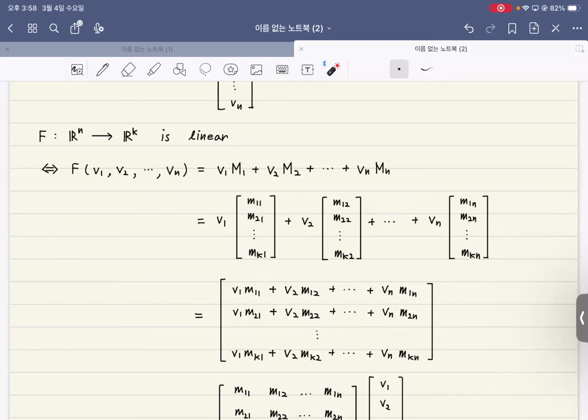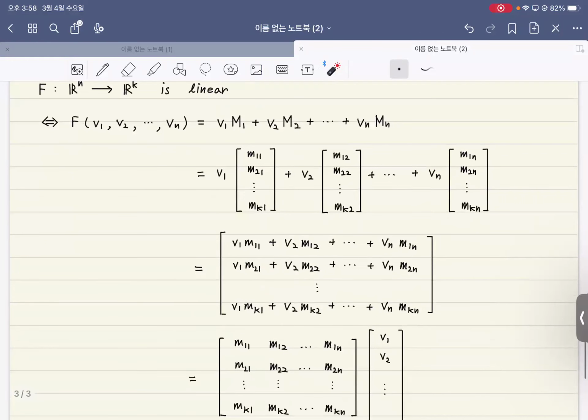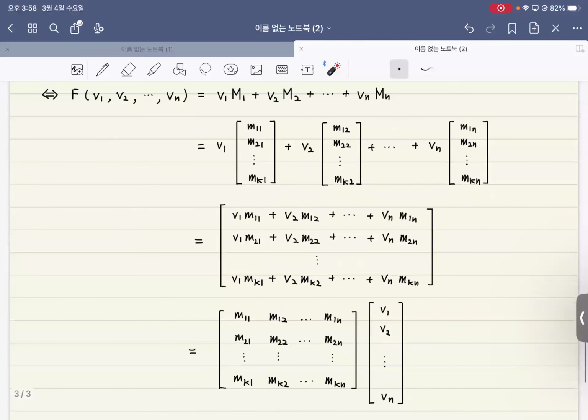Okay. Now this is the interesting part. This expression can be written as the matrix multiplication: M11, M12, M1n, this matrix by this column vector. Are you sure? Yeah. Let me try to find out.